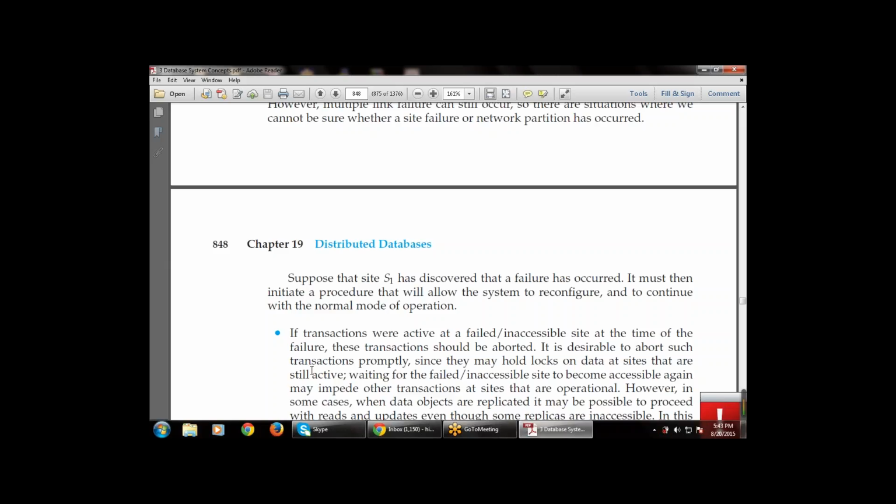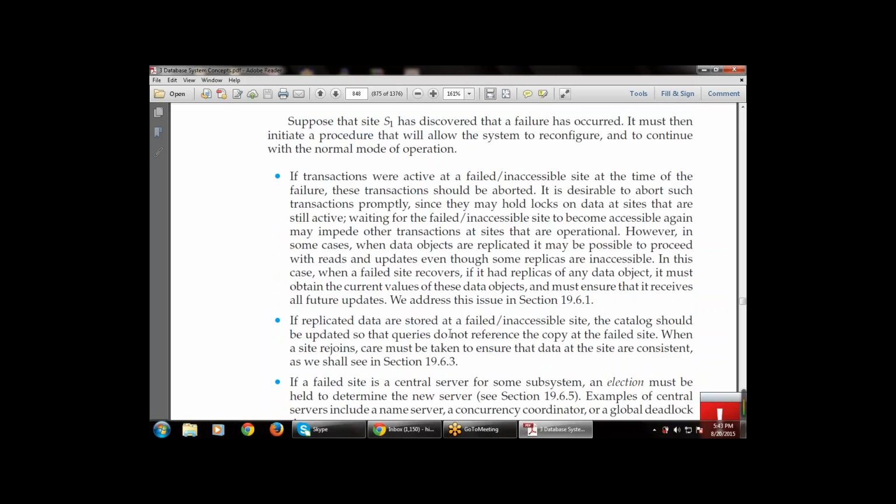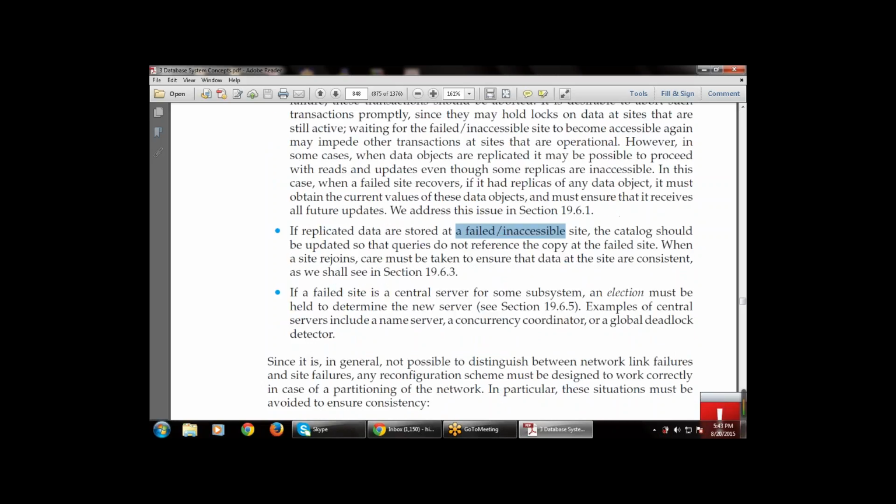If transactions are active at a failed, inaccessible site at the time of the failure, these transactions should be aborted. It is desirable to abort such transactions promptly since they hold locks on data at various sites. If replicated data is stored at the failed, inaccessible site, the catalog should be updated so that queries do not reference the copy at the failed site. And if the failed site is a central server for some subsystem, an election must be held to determine the new server.